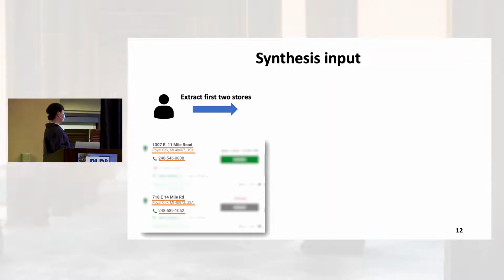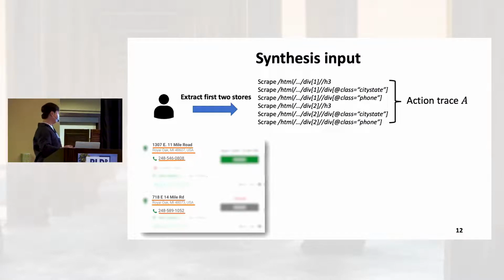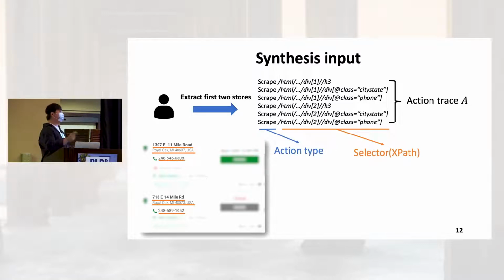If using WebRobot, the user will first provide some demonstration. Here, he will first extract 2 stores from the website, and we will record that as an action trace. Each action in the action trace contains 2 components, which are action type and selector, which means how you identify each element on the web page. And here we use XPath to represent that.